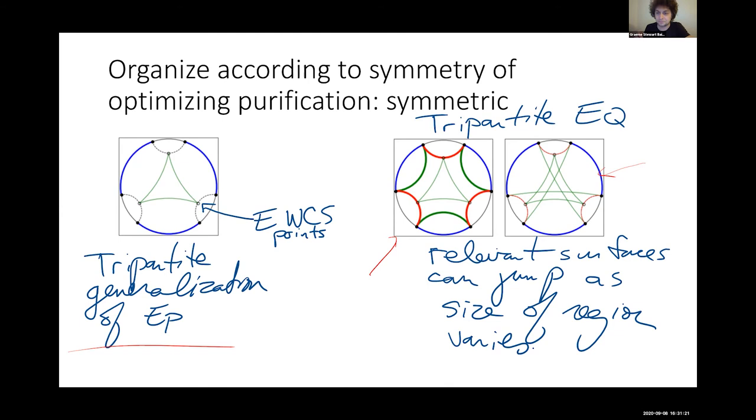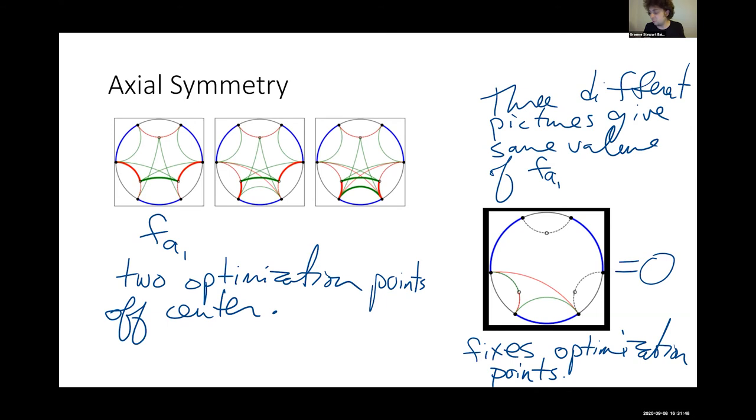Okay, so this is a case where the entanglement wedge cross-section seems to be the relevant thing determining the optimizing purification of our formula. But there are also other situations where, for example, we call this one F sub A1. Two of the optimization points, I should have said and didn't, that at the moment what we're talking about is just three regions lying symmetrically on the circle. That's complicated enough for the moment. So they're all sitting there symmetrically, but in fact, for F_A and others of this sort, there are two optimization points that are really off-center. You can see them down here and down there.